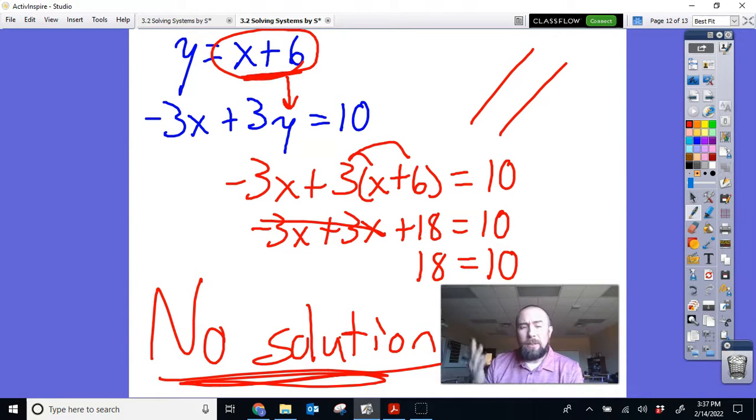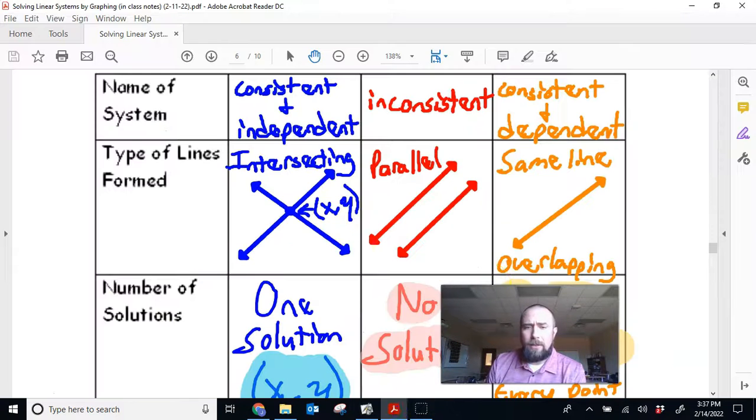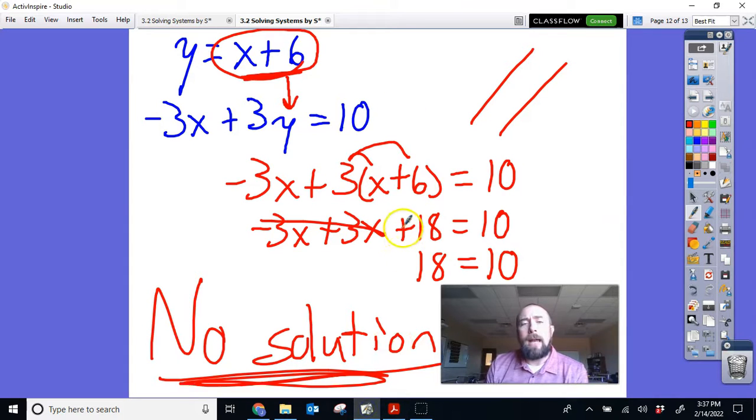So you may be wondering, what's it going to look like if it does have infinite solutions like that other third one? You hadn't shown us one of those. That would look like everything canceling out, and it would be something like 10 equals 10, or 18 equals 18, or 0 equals 0. It would be something where everything cancels out because that would mean both lines are exactly the same line. All right, so that's the substitution method.